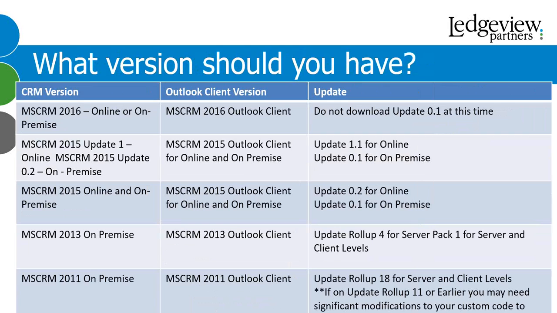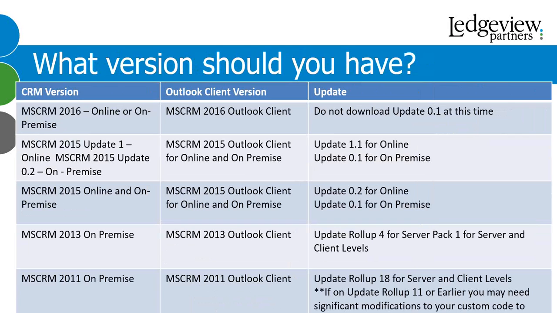Now let's move on to, you decide that you want the Outlook client, but what version should you have? As many of you that are online know, we're going through the 2016 upgrade, so if you've scheduled that or are scheduling it and you want to keep with the Outlook client, if you've moved on to MS CRM 2016, you want to be on the 2016 Outlook client. It doesn't matter if you're online or on-prem. We, however, highly recommend not downloading Update 0.1. We've noticed a lot of issues with that, a lot of bugs that haven't been quite worked out, so we recommend not downloading that update.